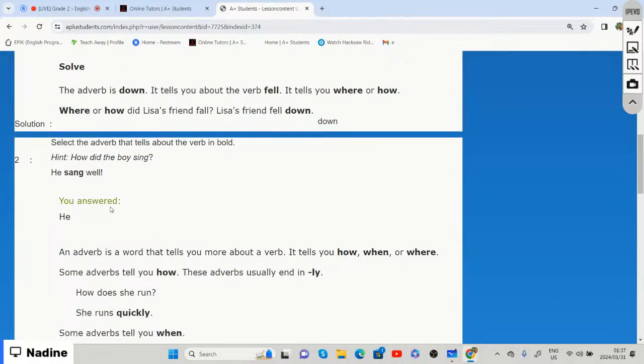So we said that we select the adverb that tells us about the verb in bold. So we hinted, how did the boy sing? So it says here he sang well in bold. Which means that we need to select the adverb that tells us about the word in bold.